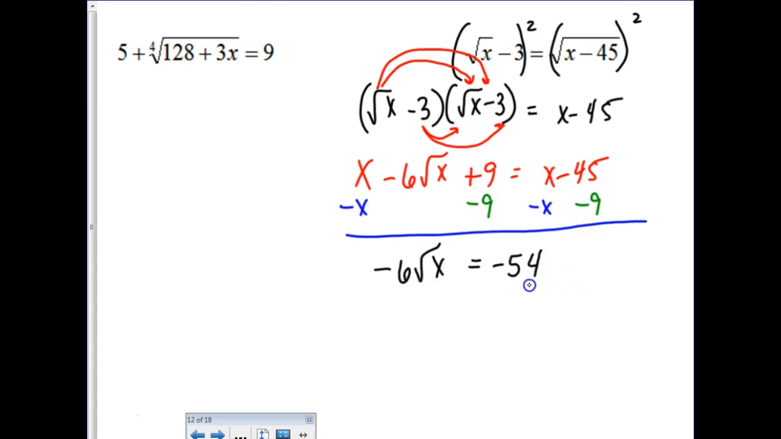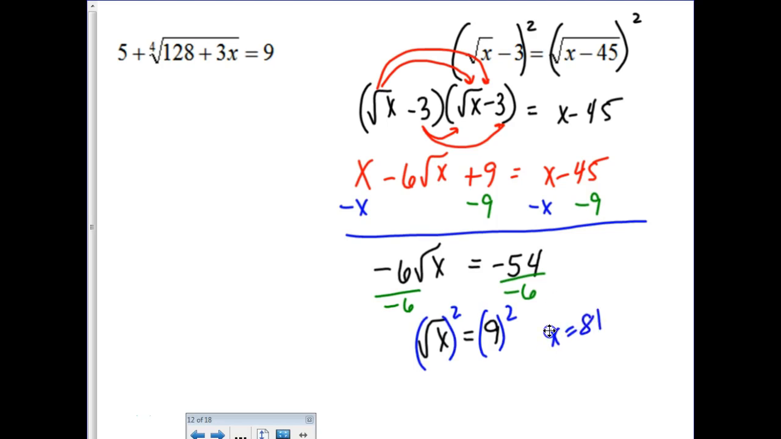All right, and then you can go ahead and square both sides right now, or I would just go ahead and divide by negative 6. Because I think that comes out kind of nice, doesn't it? Is that 9? Yeah. So now I would square both sides. And this one came out really quite nice. You get x equals 81, but we're not quite done.